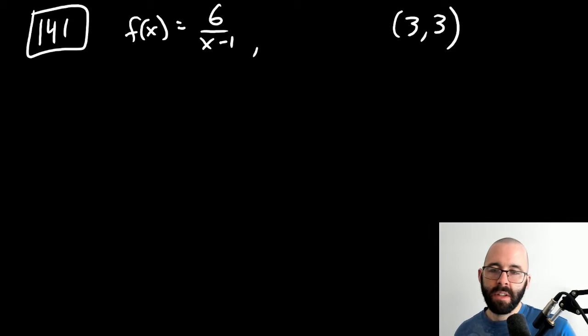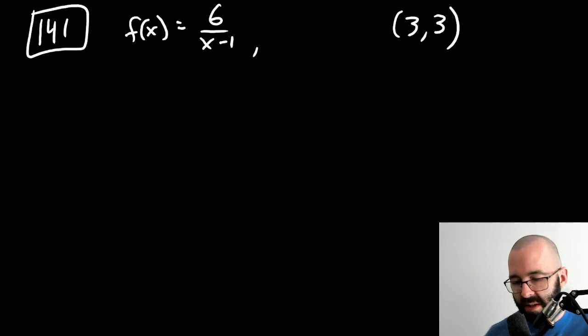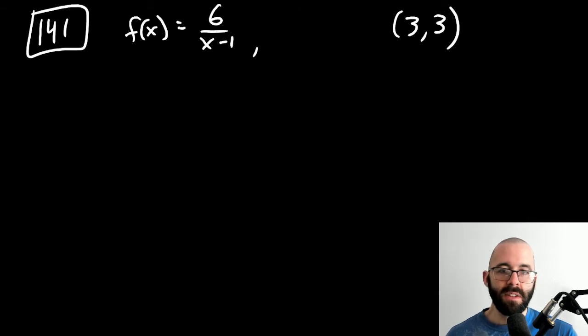Now you might want to use the power rule and say, oh, we can write this as 6 times x minus 1 to the -1st power. But the problem with writing it that way is that we can only use the power rule for x's, and we have an x minus 1. That's going to require something called the chain rule. So we actually do have to use the quotient rule here.